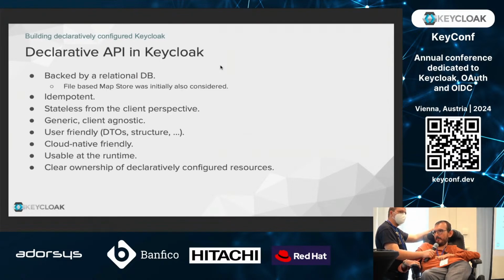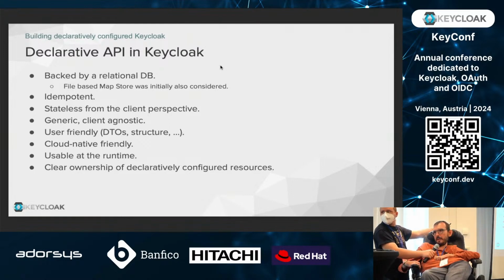Okay, so what are our assumptions about the declarative API? We know that it should be backed by a relational database. Initially, we considered leveraging the file-based map store that was in development back in the day, but due to other complexities and uncertainties, this has been decommissioned. So we know it will be a standard database, with no changes on the storage layer.